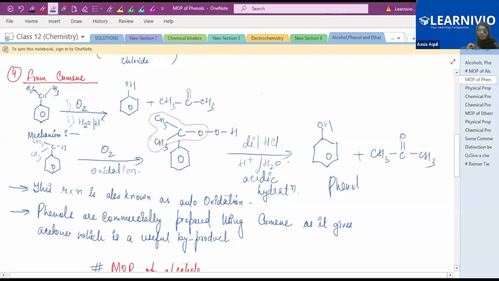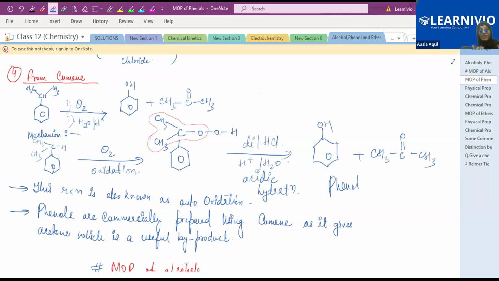First step, oxidation. It means the superoxide bond will be formed between the carbon and hydrogen. Two oxygens will be added. And in the next step, when you do the further acidic hydration, what happens? This whole thing, acetone, gets removed, and you will get phenol. So this reaction is also known as auto-oxidation. Okay, खुद से oxidation हो रहा है.